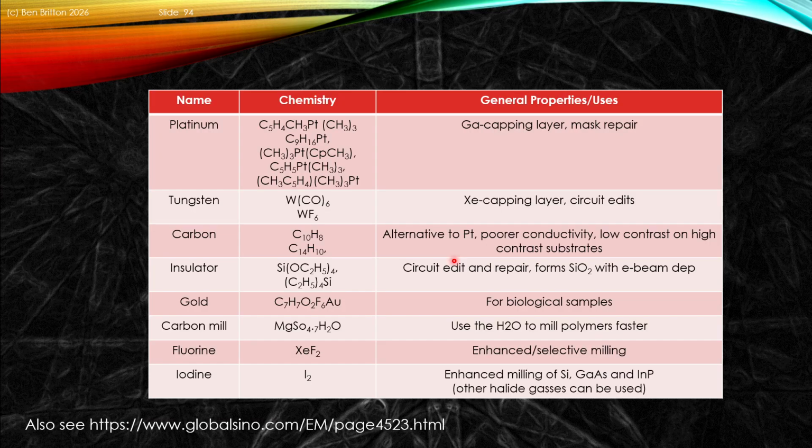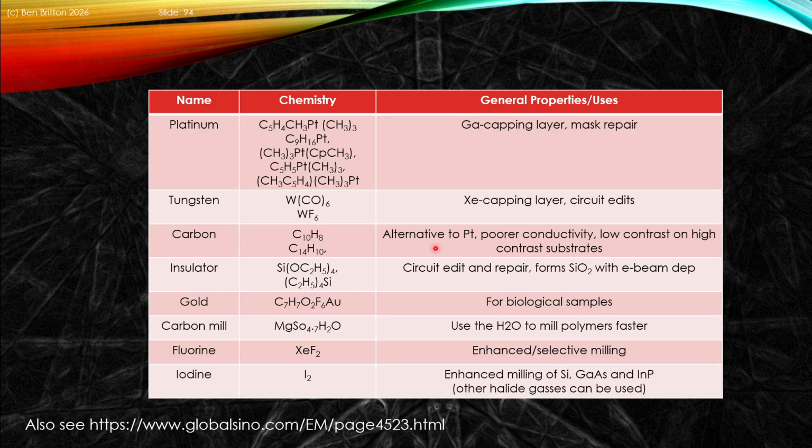So if we look at different GIS-based precursors, there's a whole range of different ones that are out there, but we call them like a platinum precursor. We recognize that there are a range of different chemistries and it may depend on who your supplier is for this, but here are a few different precursors. We see the example that the platinum capping is very commonly used as a gallium capping layer and for mask repair. Tungsten, we like it for xenon-based capping layers and circuit edits in this case.